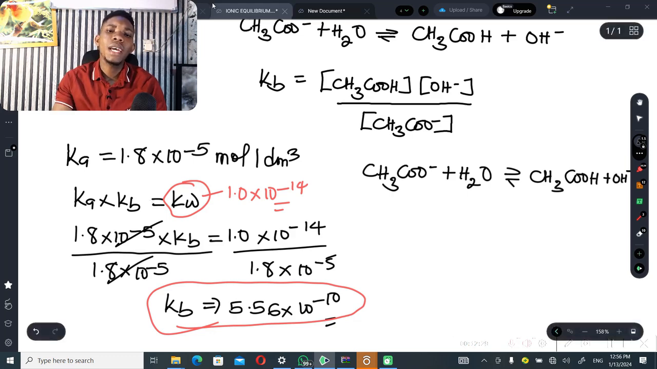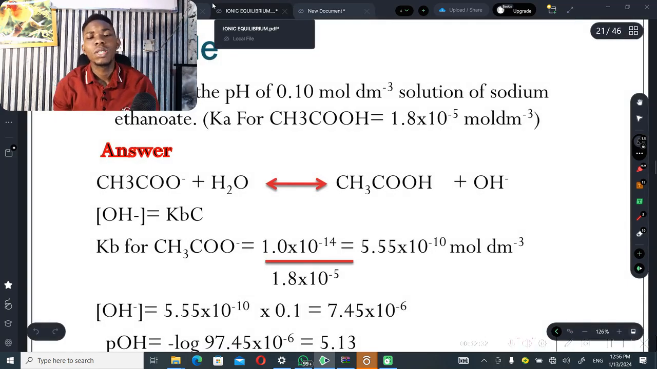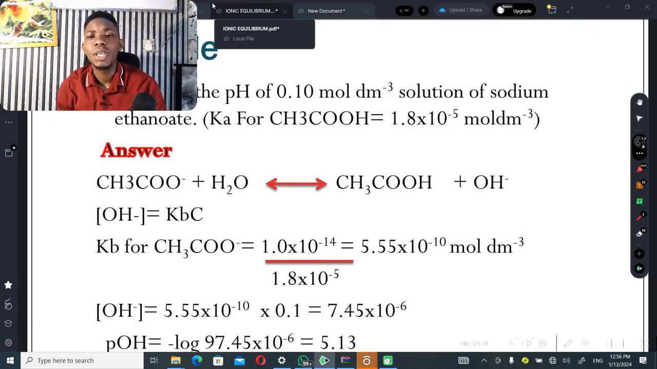Now, the concentration of ethanoate that dissociates, was it given in the question? They say the pH of 0.10 mole per dm cube of sodium ethanoate. Is that okay? That was what was given. But then we need to actually calculate the concentration of OH negative. Now you started with 0.10 mole per dm cube of ethanoate.